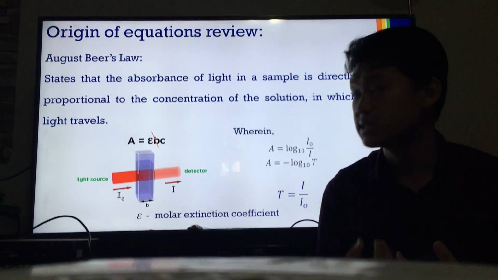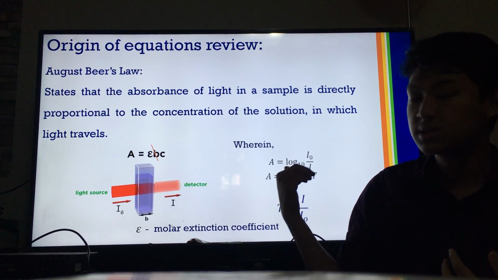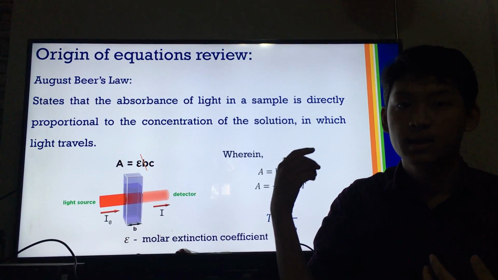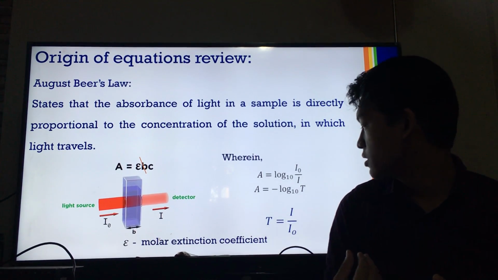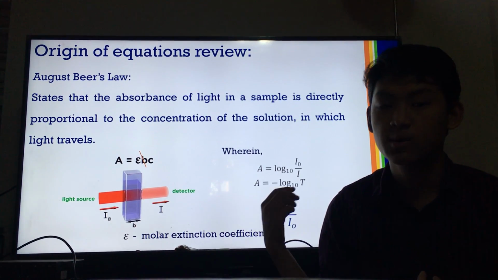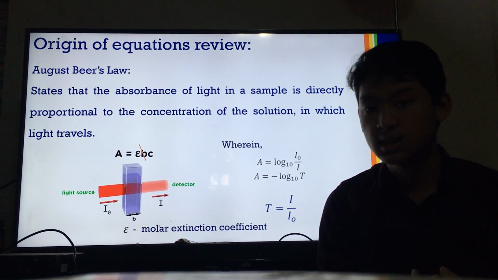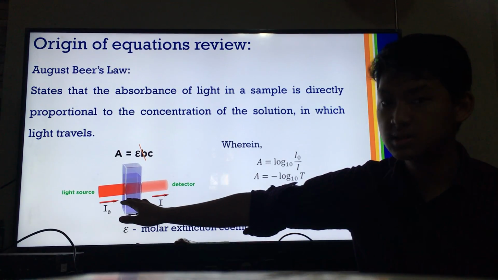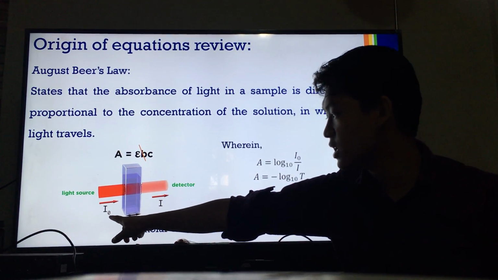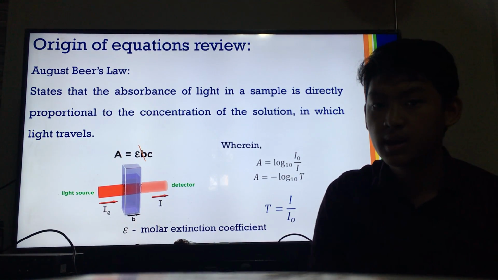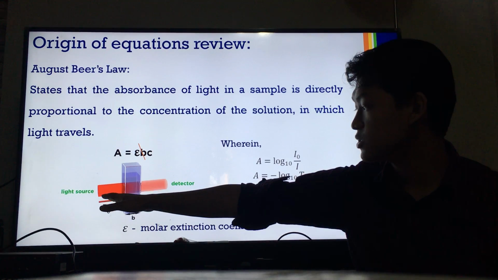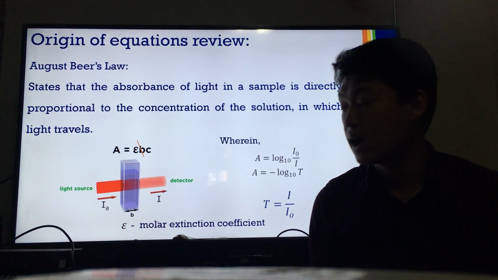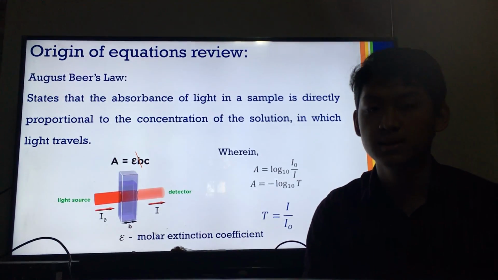wherein absorbance is equal to the log of the incident radiation over transmitted radiation, or absorbance is equal to the negative log of T, wherein T is equal to the transmitted radiation over the incident radiation. As per this illustration, the incident radiation is the radiation emitted from the light source, and the transmitted radiation is the radiation that was transmitted after it has passed through the medium.